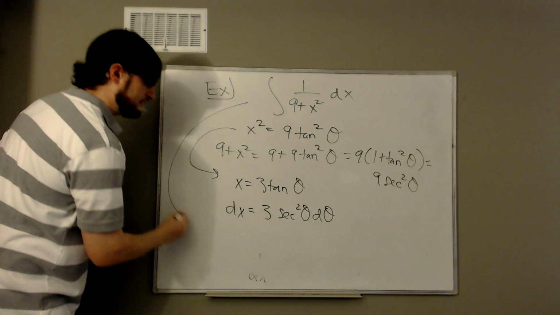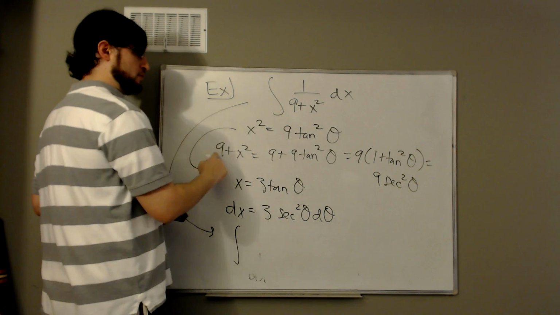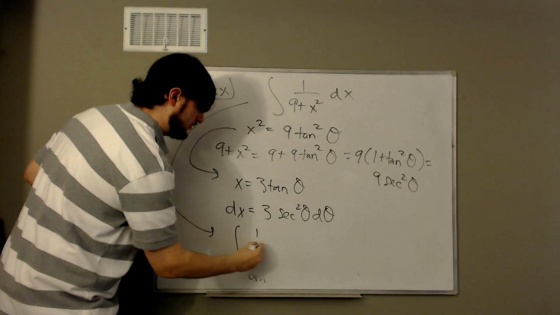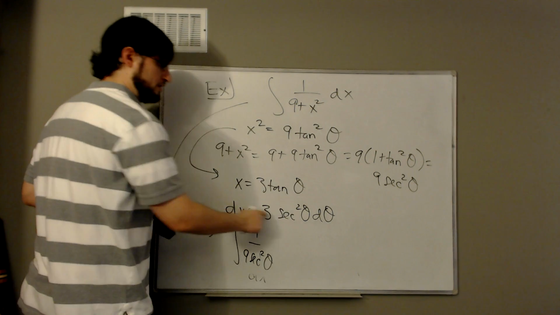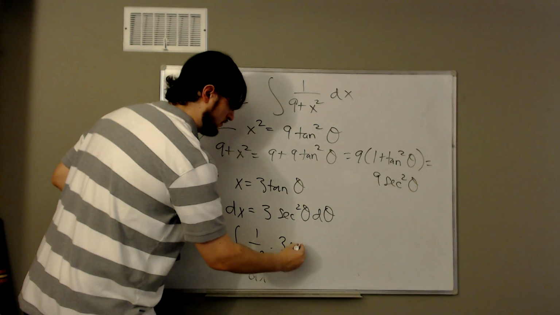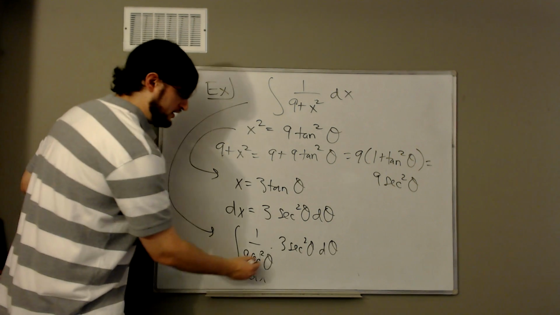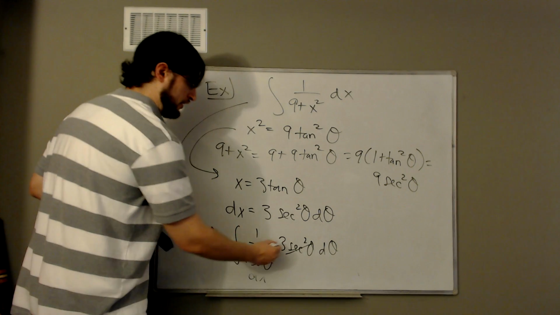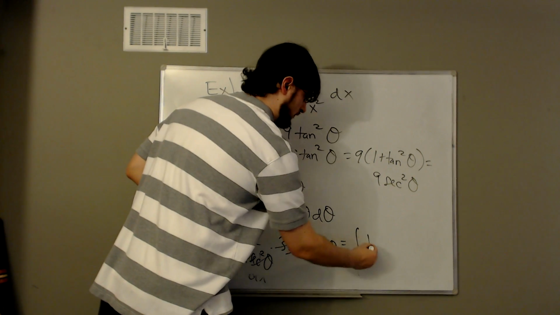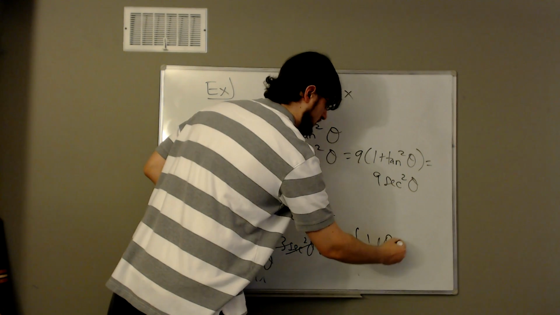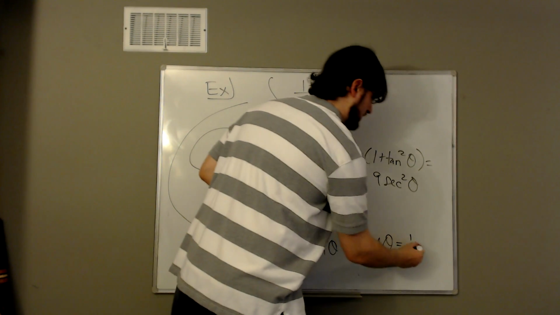In that case, our integral becomes 1 over 9 plus x squared, which is 9 secant squared, times dx, which is 3 secant squared theta d theta. The secant squared and the secant squared cancel. The 3 and the 9 make a 3, and we get the integral of 1/3 d theta, which is 1/3 theta plus c.